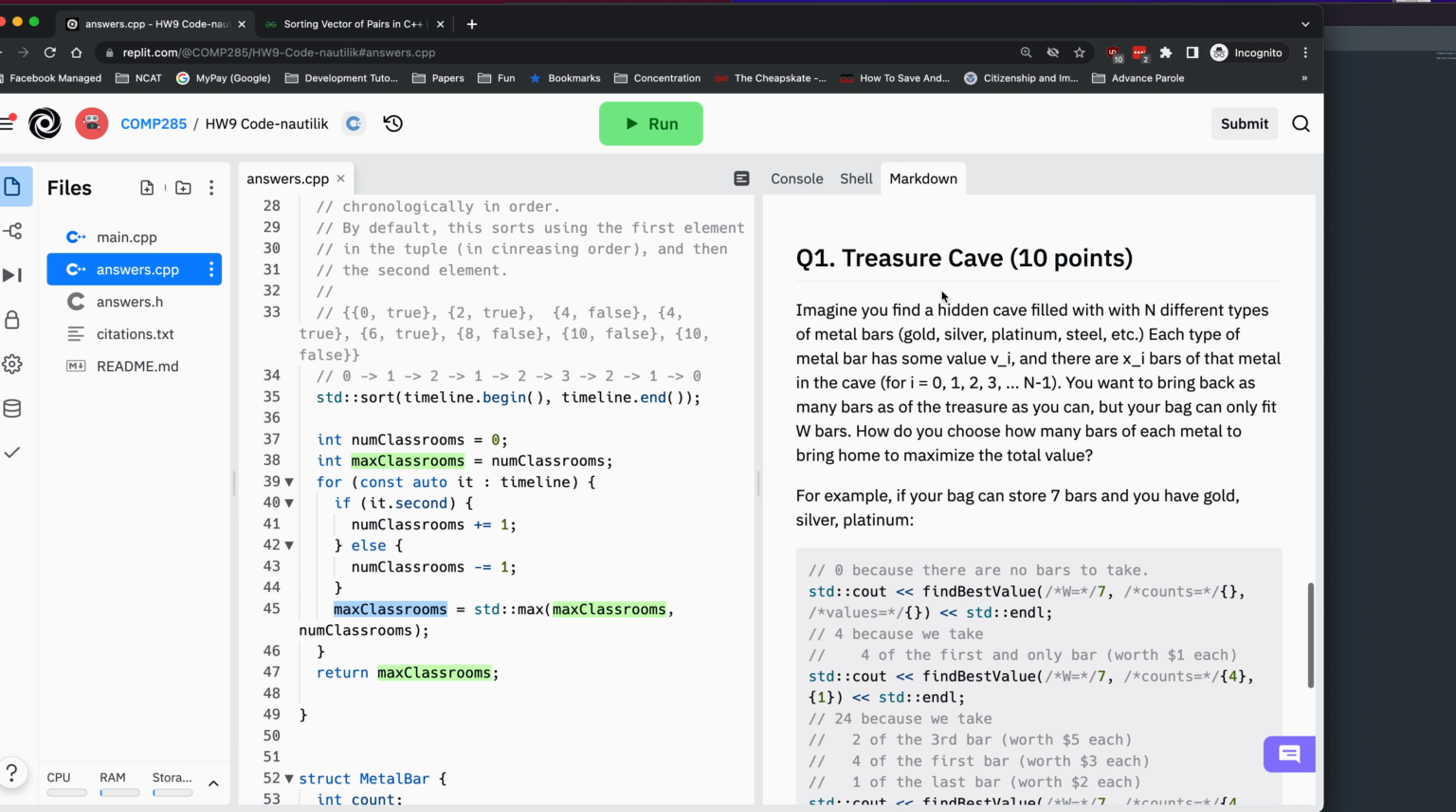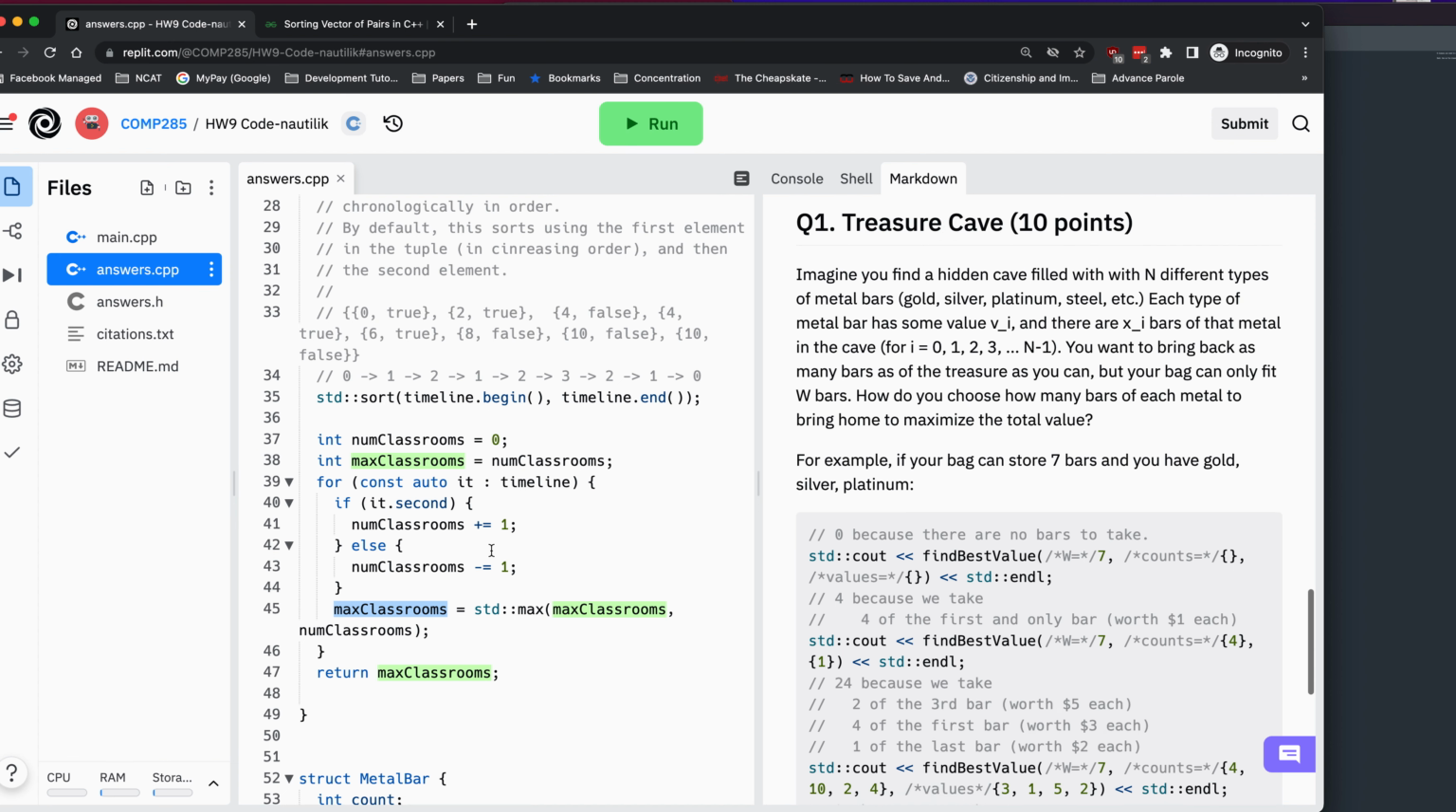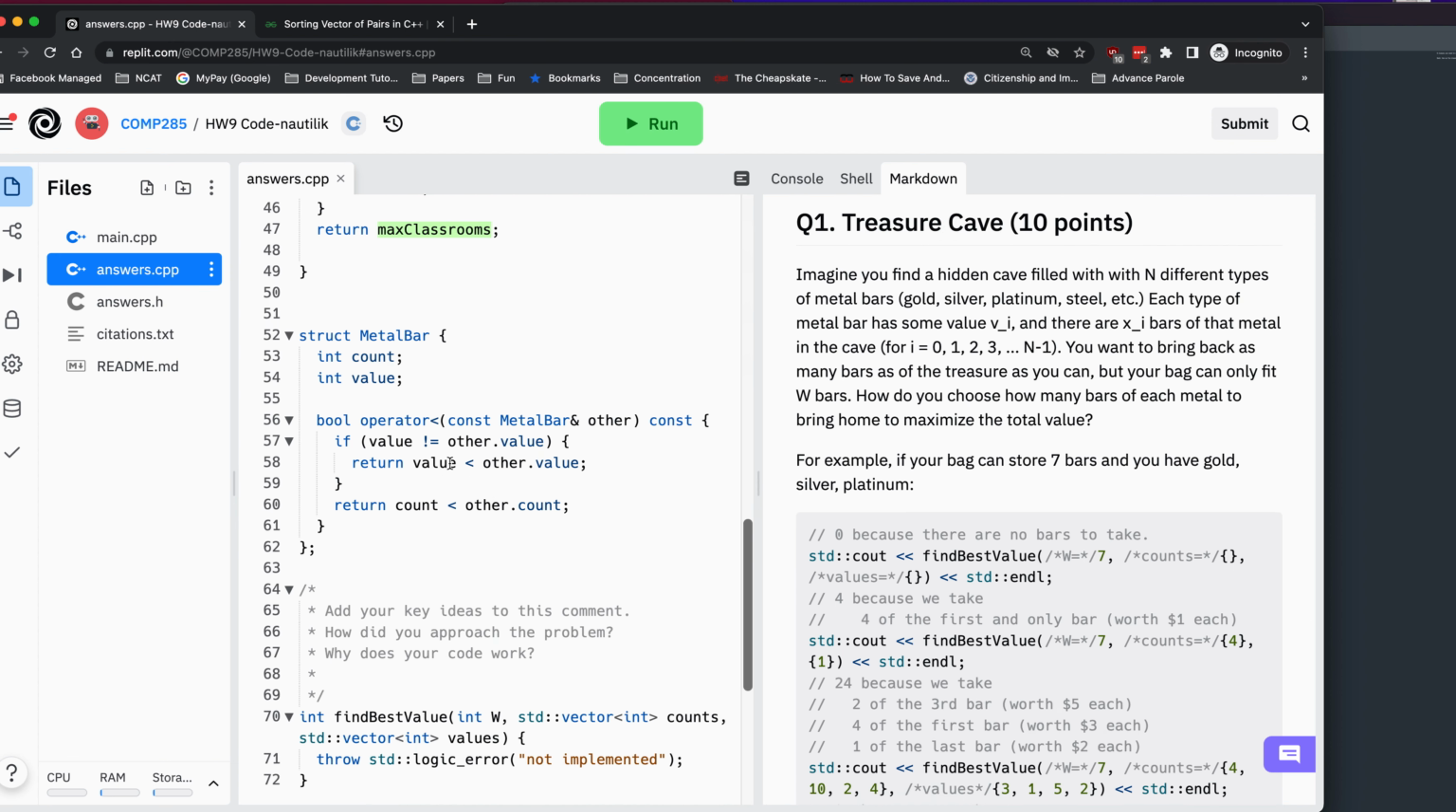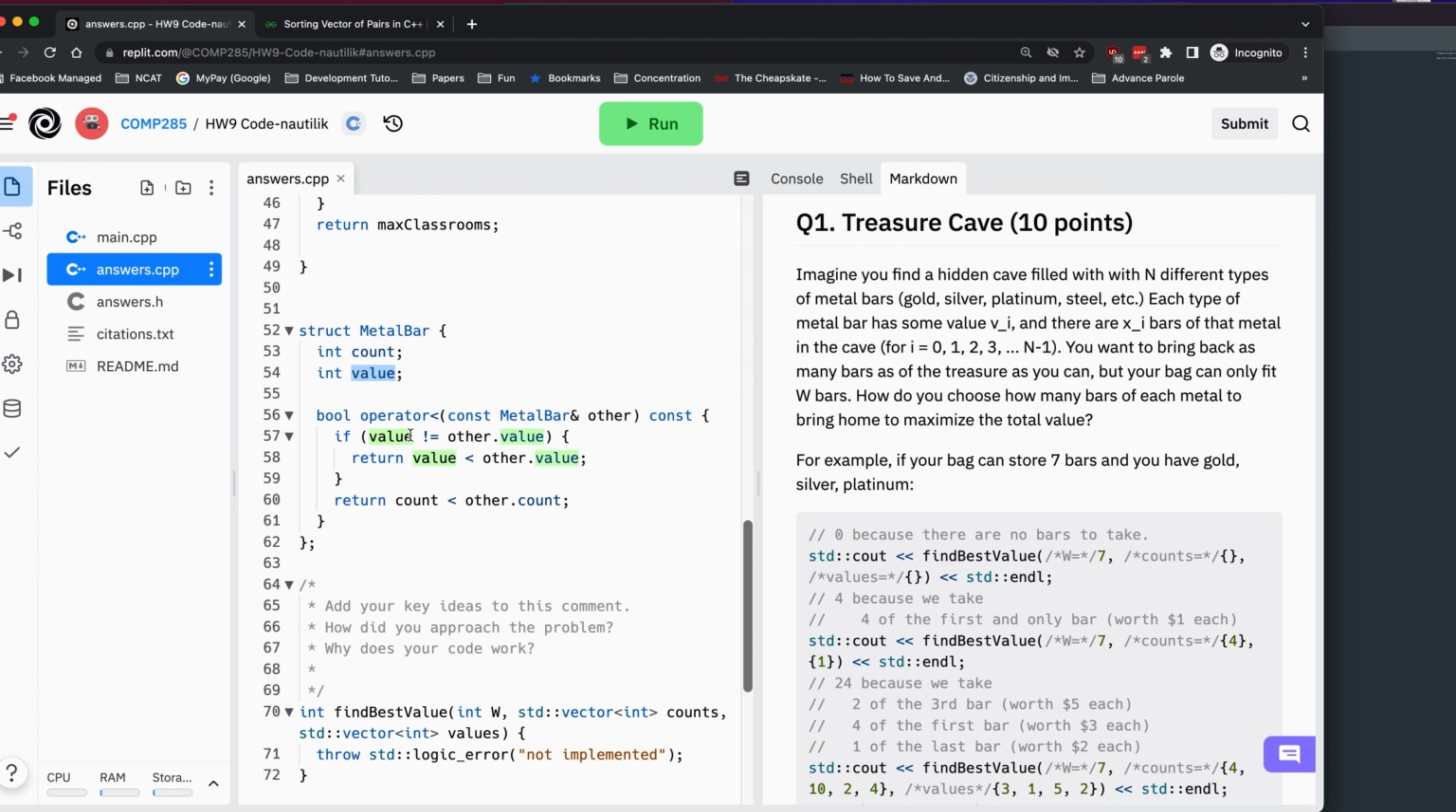Then we can jump into question 1. So this is a treasure cave. So again, let's make sure that everybody understands how they work. I do also want to explain this piece of code here. So we have a struct called metabar that has 2 values in it. It has a count and a value. And I also provide a less than operator.